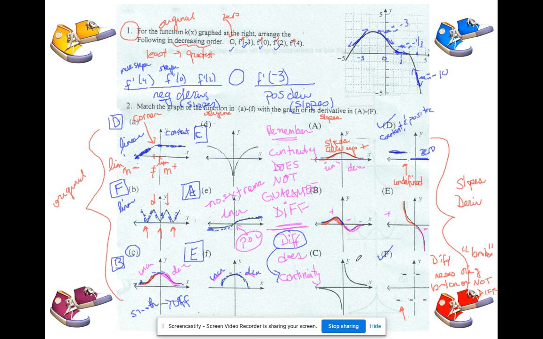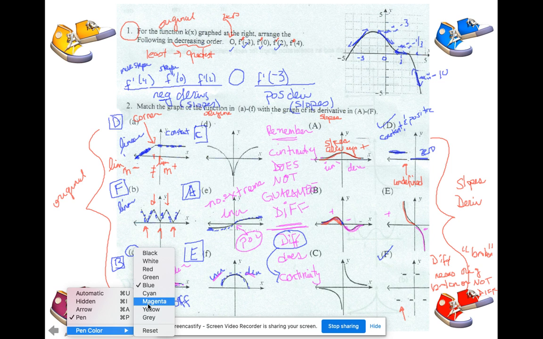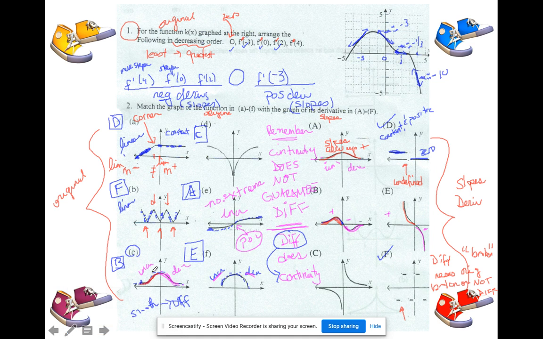Notice that C is broken at 0. The derivative graph is not continuous, right? It's broken. If the derivative graph is undefined, the original graph is either also undefined or is not differentiable. What's going on at 0 here, right? I've got that cusp.